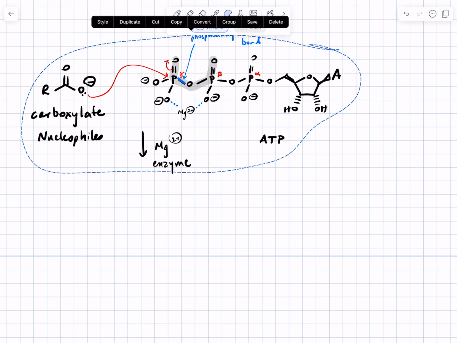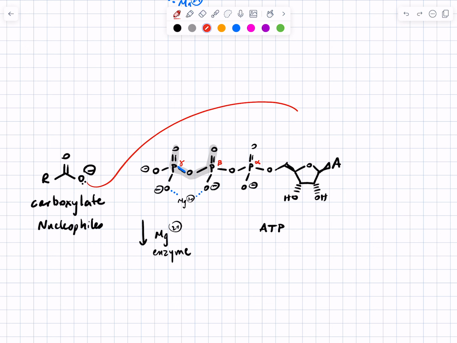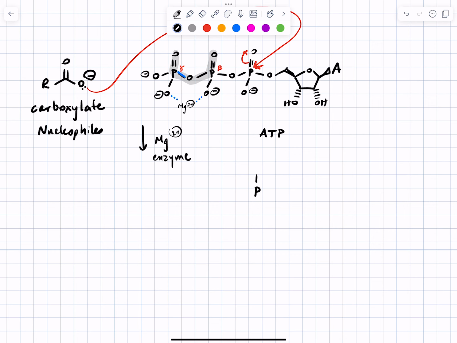Does it ever attack at the beta? I'm not sure on that. It's a good question. This is what attack at alpha would look like. You attack the alpha phosphate. You get that intermediate where the phosphate is bonded to 4 different things, or 5 different things.